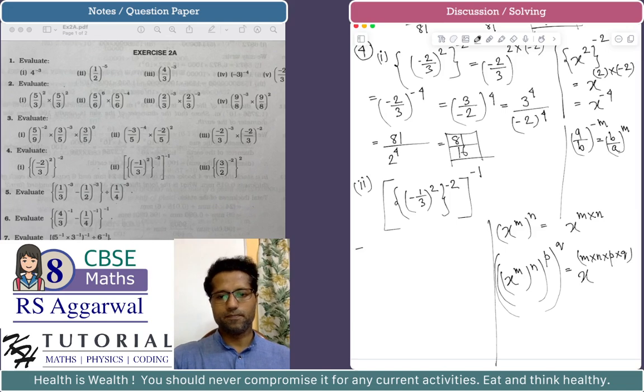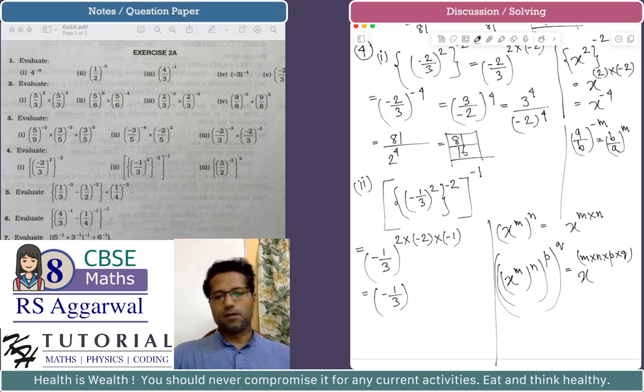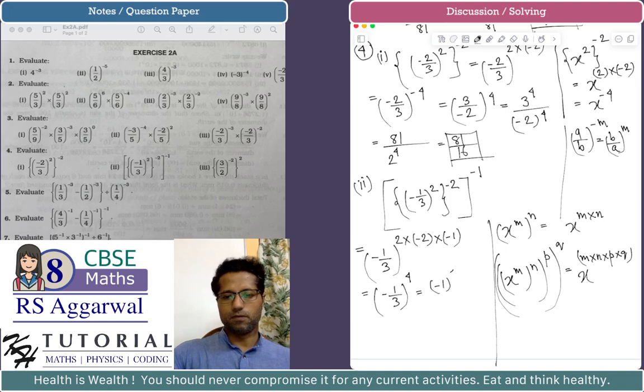So I can now say that this is equal to minus 1 by 3 raised to the power, the power will be, I will take the product of all the powers, 2 multiplied by minus 2 multiplied by minus 1. This is equal to minus 1 by 3, this is the base. If I take the products of the powers, I get 4. So now if I break up this exponential form into rational form, this will be minus 1 to the power 4 divided by 3 to the power 4.